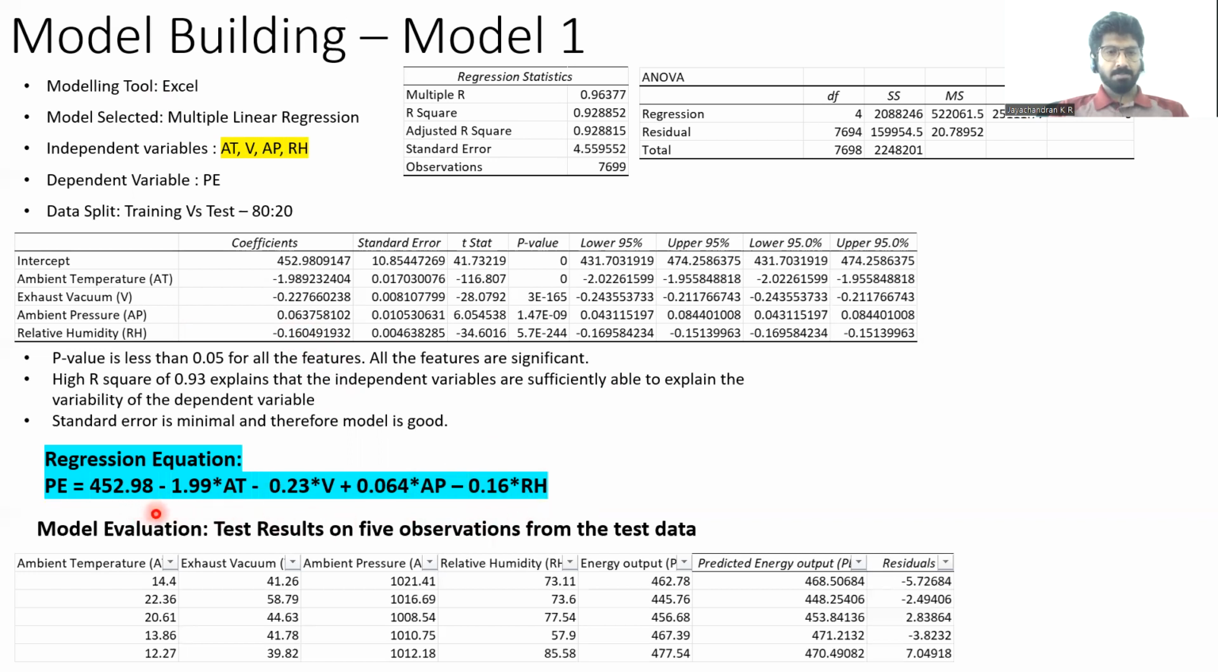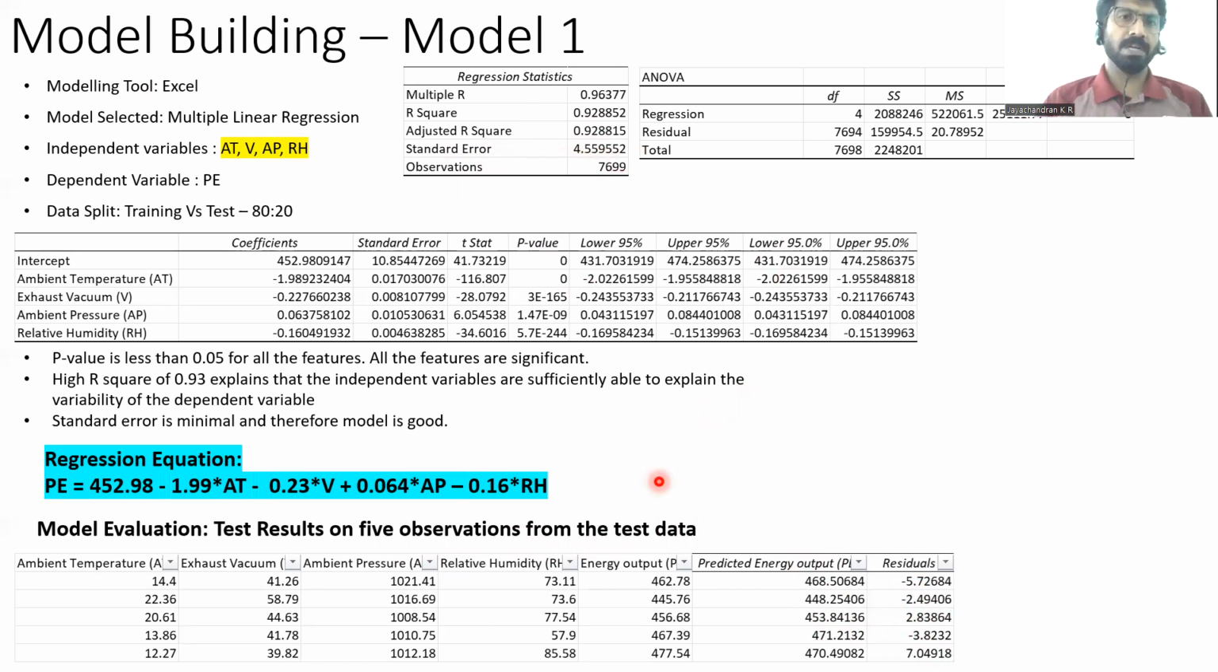From the evaluation perspective, I have taken 5 sample data points from the test data, and we can actually see the output. The residuals are very minimal, in the range of, let's say, somewhere around 2 to 7. And the standard error is also very minimal, something like 4.6. So this model is pretty good.